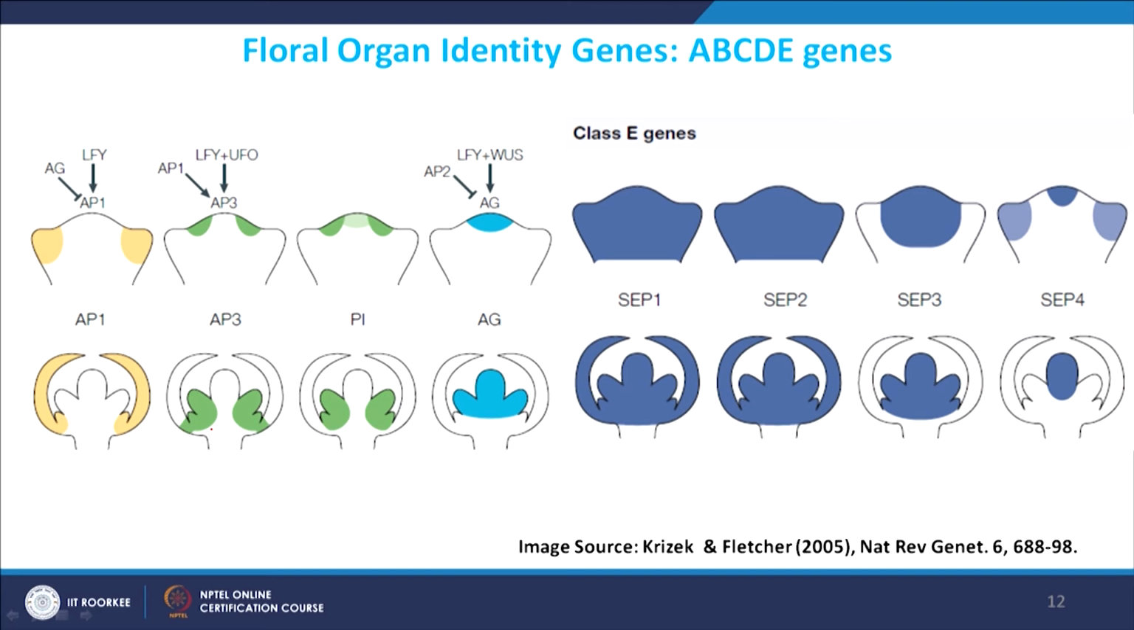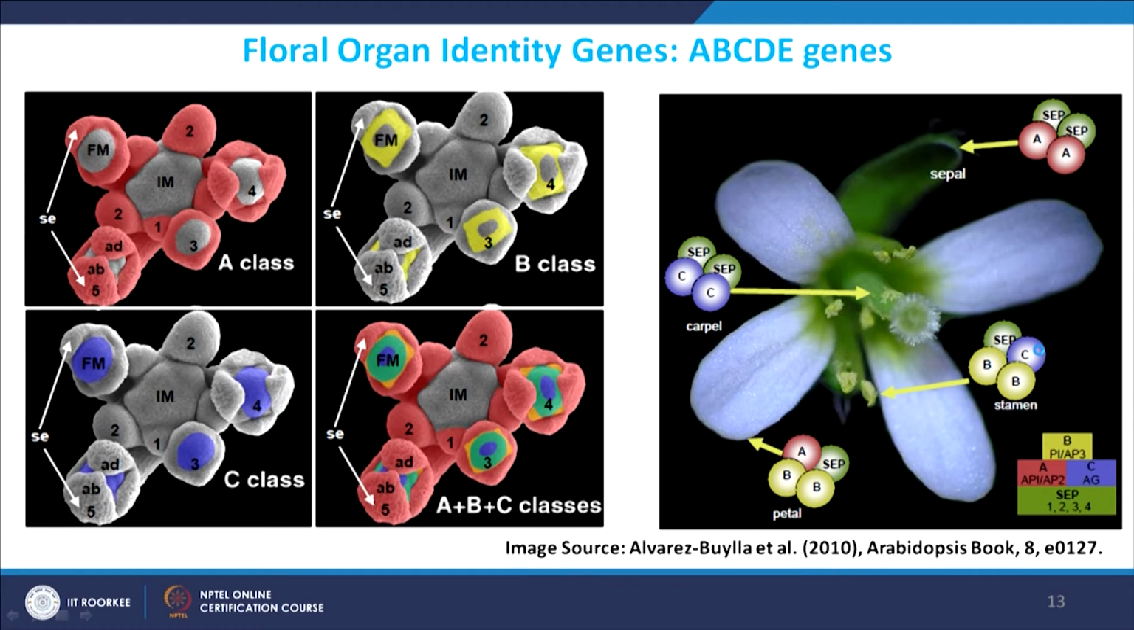And then the E class genes are very interesting in that they work like a cofactor for the A, B, C class genes. There are four E class genes, SEPALLATA 1, 2, 3 and 4. If you look at the expression pattern, SEPALLATA 1 and 2 are quite broadly expressed, but the expression of SEPALLATA 3 and 4 is restricted. How they regulate the organs is important. So this is an overview of the expression pattern.